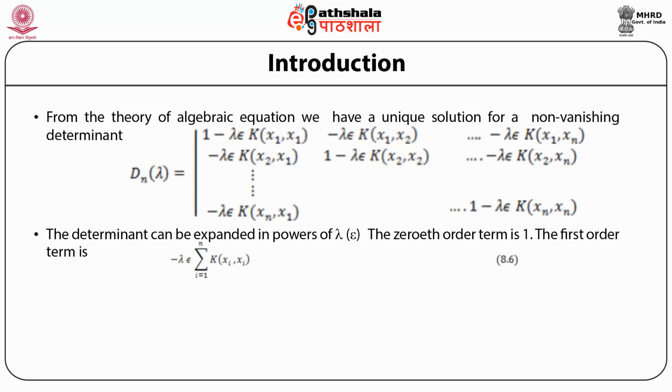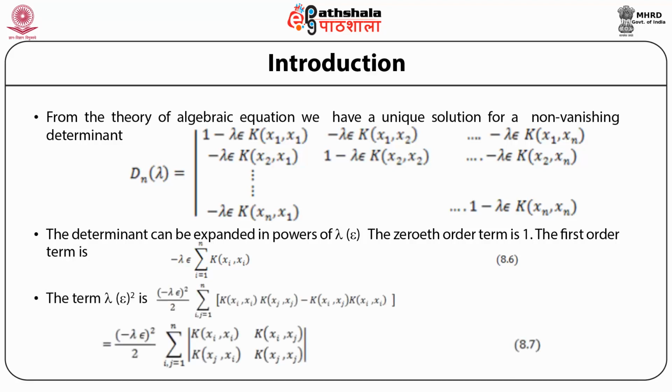The first order term is minus lambda epsilon sum over i equal to 1 to n of k of xi xi, because we are keeping only the first order term. So all the terms which are multiplied by lambda squared, lambda cubed, they all go to 0. Only the terms which survive are when 1 is multiplied to the lambda term. So the first order term is minus lambda epsilon sum over i equal to 1 to n of k xi xi.